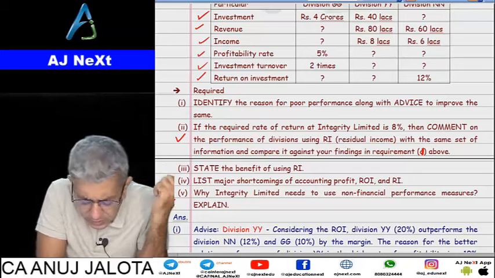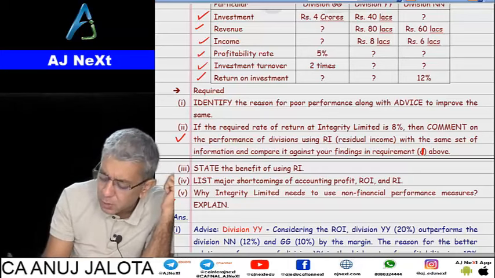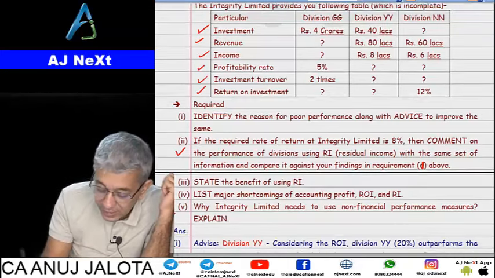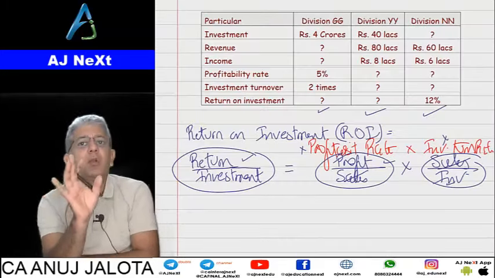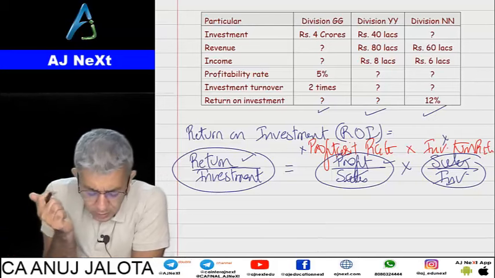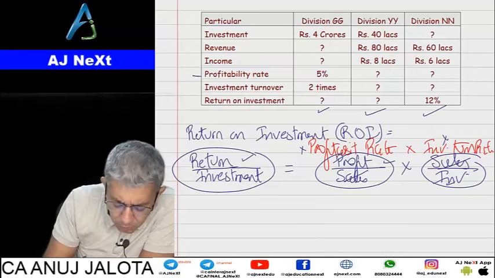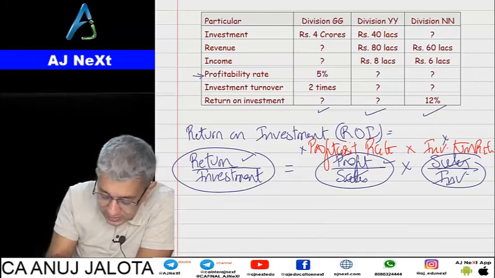But then we will start. Identify the reasons for poor performance. Okay, we shall be doing that. But for that, I've got to complete this table first. Now, this table I've made over here. I'm trying to complete this table over here. Profitability rate is this data.